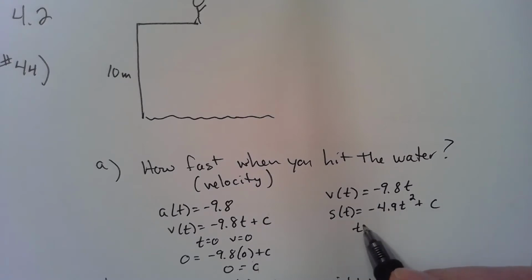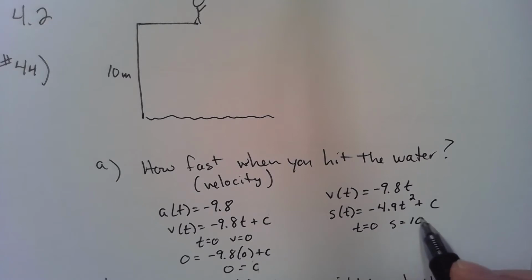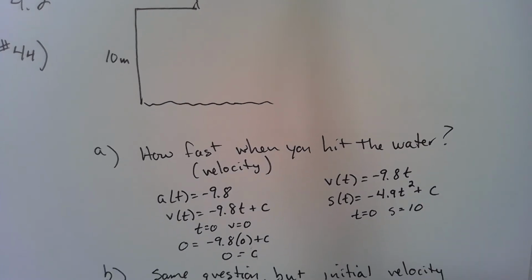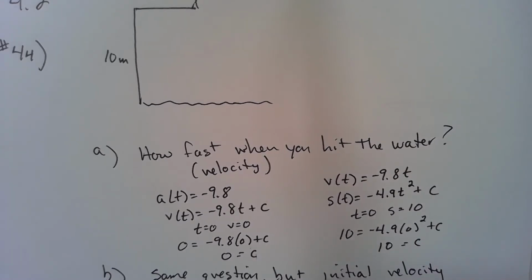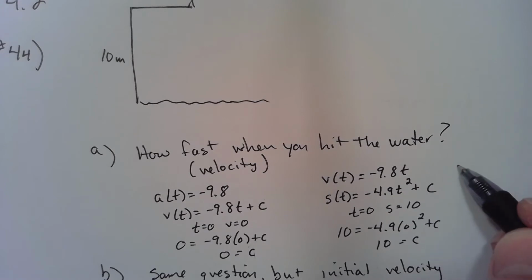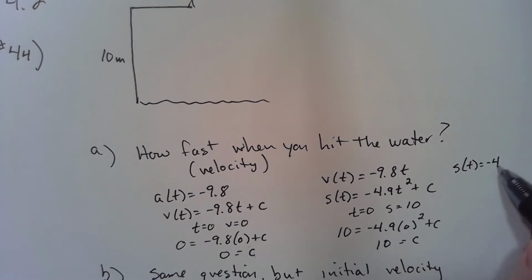And our initial value is when time is 0, s is 10. We start 10 meters above sea level. So 10 equals negative 4.9 times 0 squared plus c, so c is 10. C is not always going to be our initial, so don't get in the habit of not solving for C. So go through the process of plugging in time and whatever we have to find C. Okay, so our position is negative 4.9 t squared plus 10.